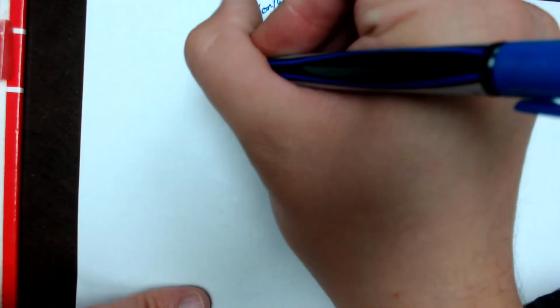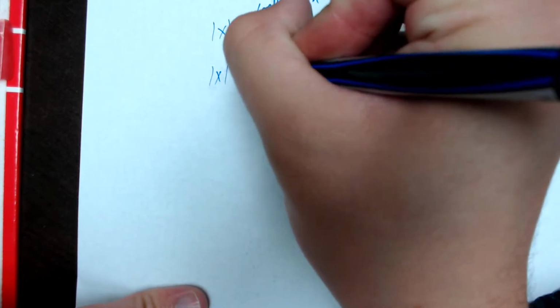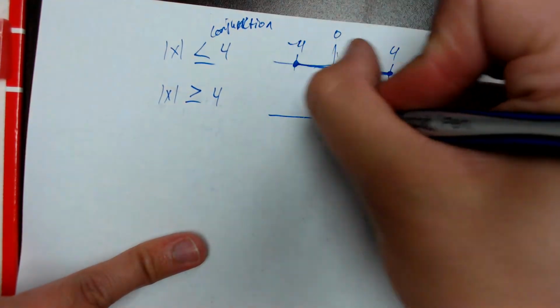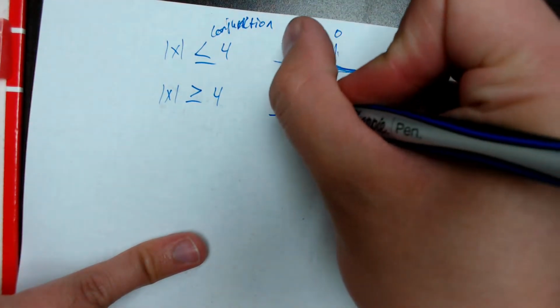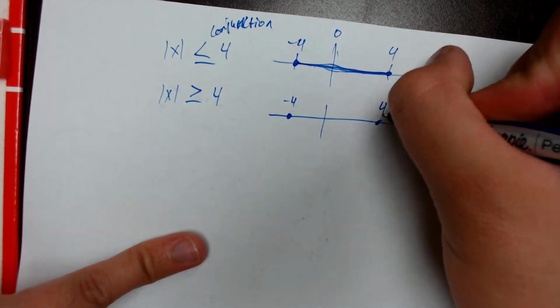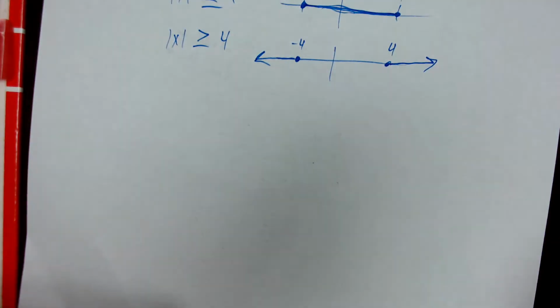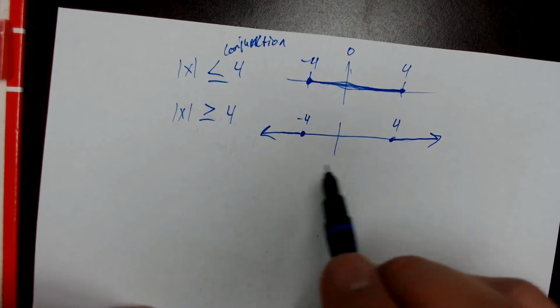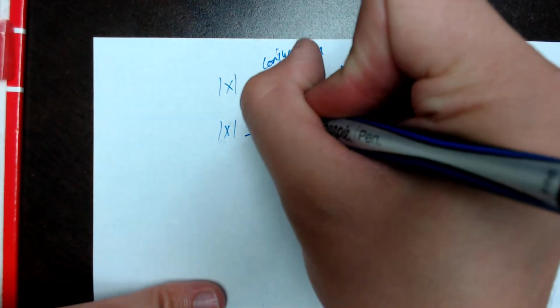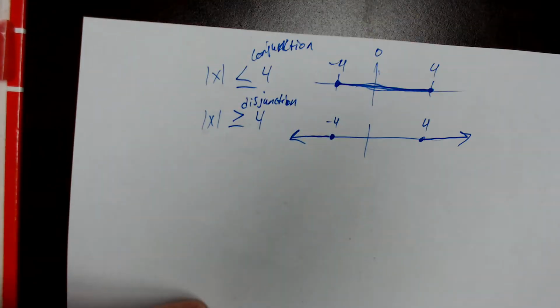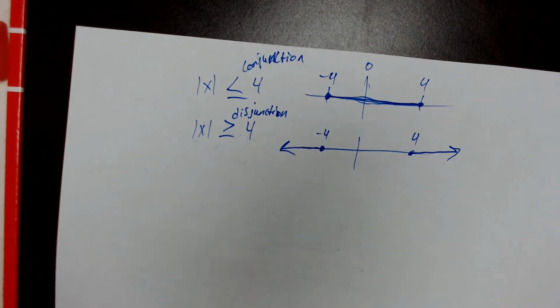Now, let's say we had the absolute value of x is greater than or equal to +4. Well, this is going to cause a disjunction. So at -4 and +4, we will draw dots. But since it's greater than, we're going to be going outwards. So that's a disjunction. Conjunction, disjunction. This is a rule you need to memorize, just kind of like how when you divide or multiply by a negative number, you reverse the sign. We'll do a couple in practice.